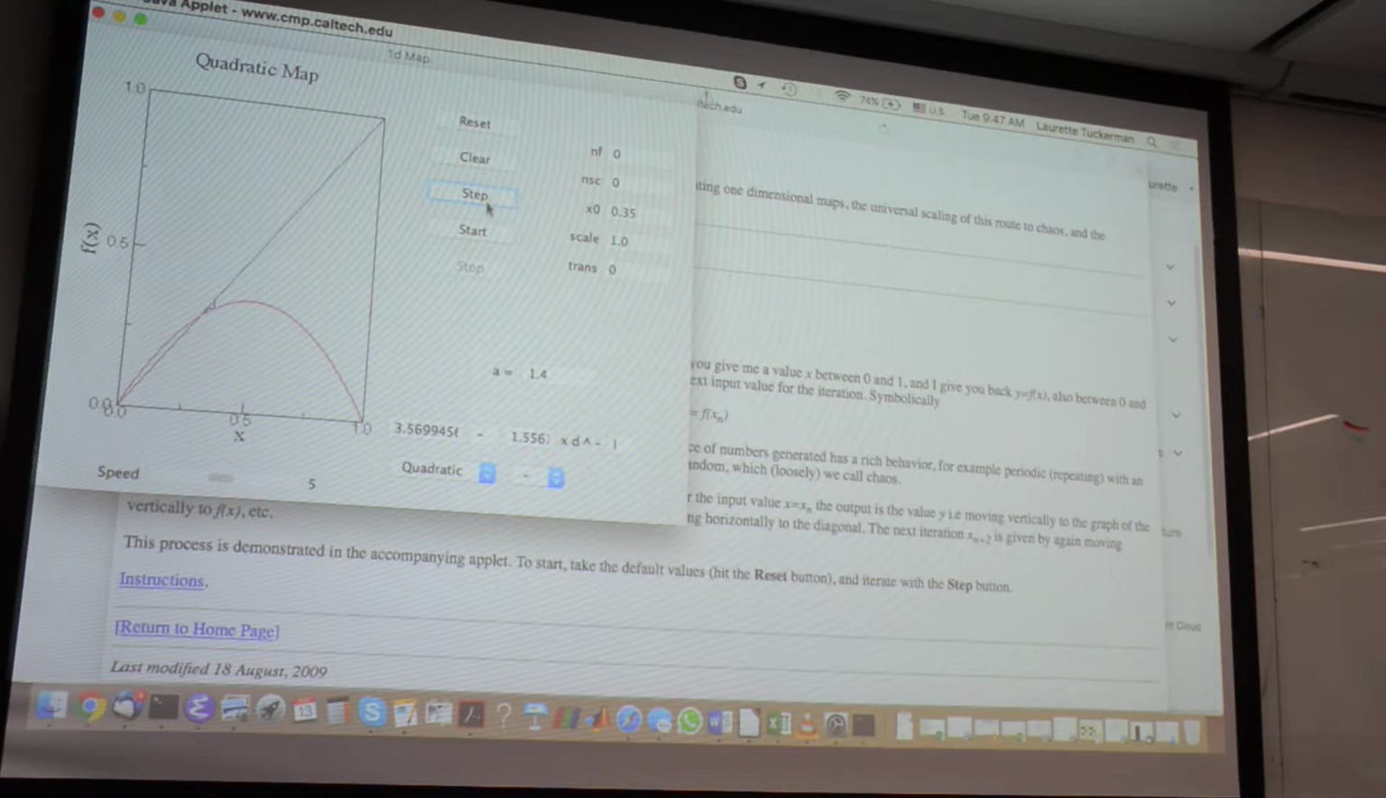Let's start from 0.7. Clear. Stop. Start. Wait, where did I start here? Reset. There. Okay. Anyway, go straight there.